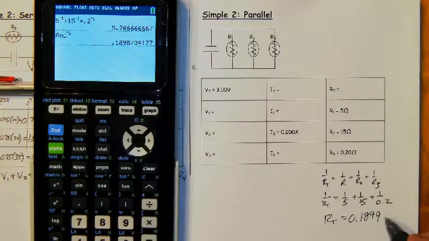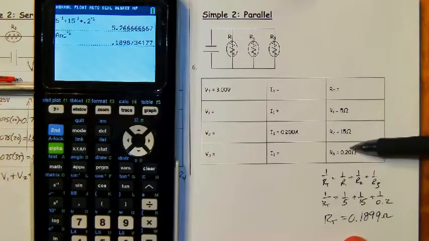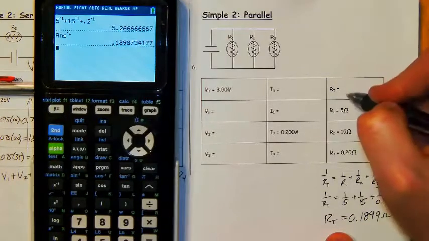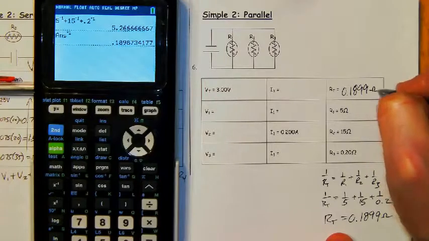0.1899. Now remember, in a parallel circuit, the total resistance has to be smaller than the smallest resistor. So notice that even though these are pretty big, this one's really small, which means my total resistance was less than that one, 0.1899 ohms.